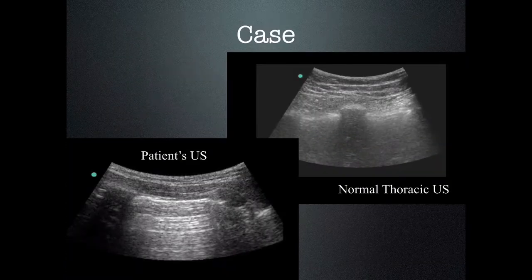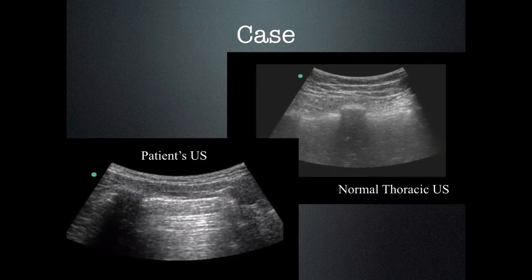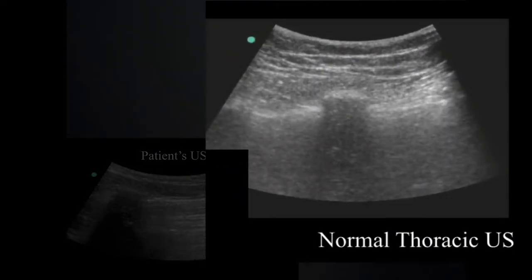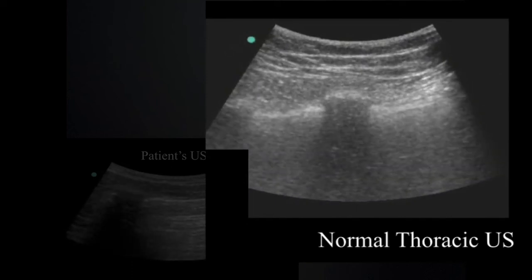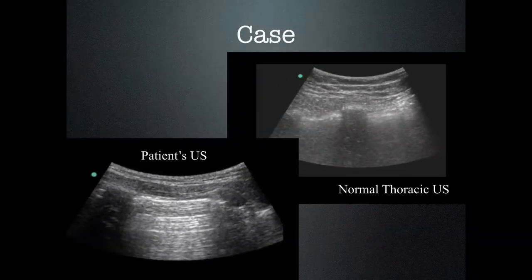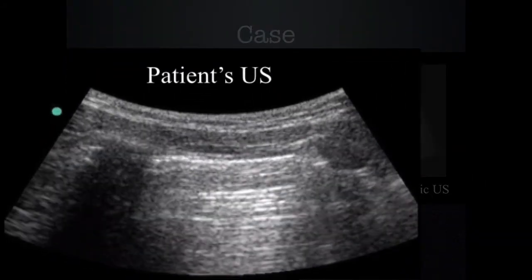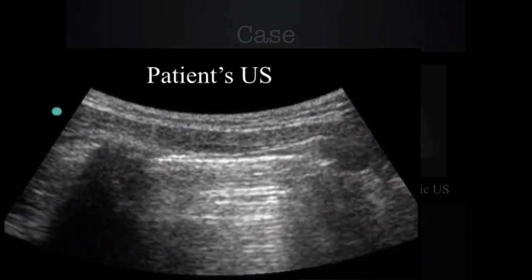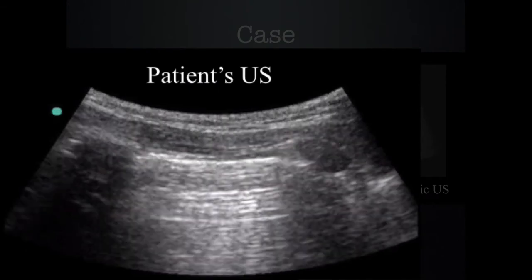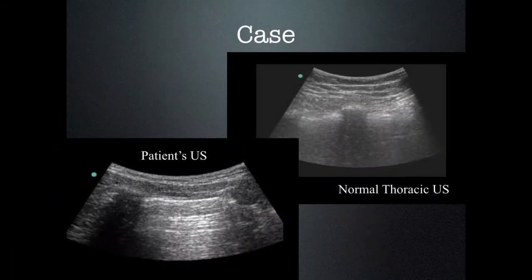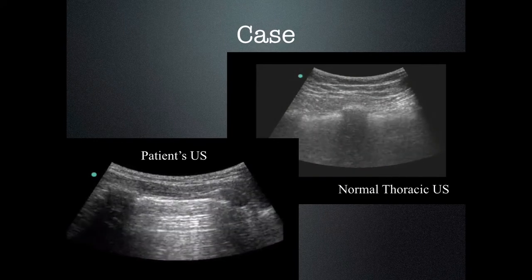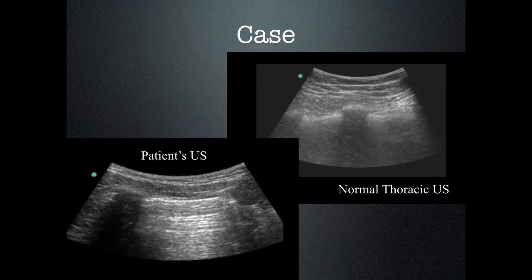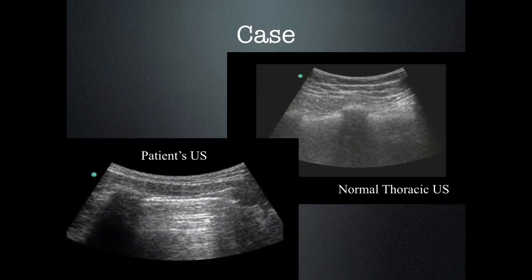So let's remember what a normal pleural line looks like. In the normal thoracic ultrasound, we can see the two pleural lines moving one against each other. And so there is a movement at the pleural line. In the patient's ultrasound, we don't see that sliding of the two pleural surfaces one against each other. In the normal thoracic ultrasound, this is called the sliding lung sign. In the patient's ultrasound, we do not see this sliding lung sign.